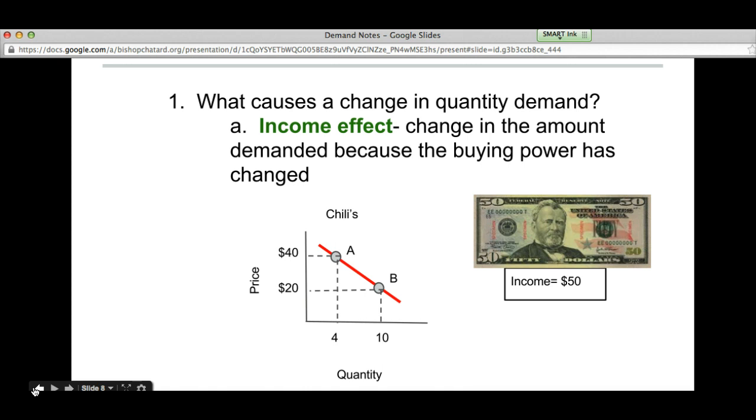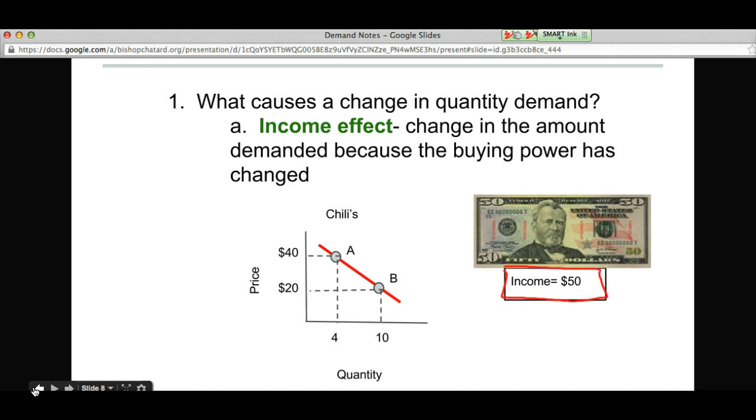Yes? Okay? So keep in mind though, this does not change. Our income does not change. I put our income in a box for a reason. We are not changing this. That stays in that box because if we change that, then it becomes something else. Okay, we're not changing your income. We're just saying you feel richer or you feel poorer when the price changes. Okay, so that's the income effect.